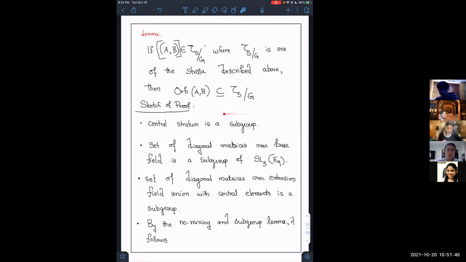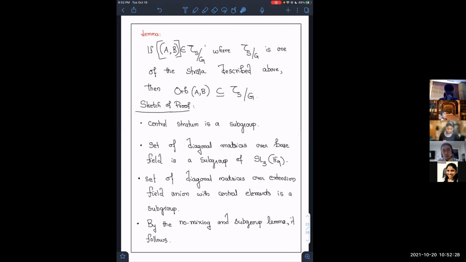But in this case, most of the strata happen to be subgroups. The central stratum is a subgroup, and the set of diagonal matrices over the base field is a subgroup of SL3(F_q), and the set of diagonal matrices along with the extension field is a subgroup, which is not always true for all cases because there are other elements. So it doesn't necessarily have to be a subgroup, but for SL3 and SL2 matrices they actually are subgroups. And since those are all three strata, the complement has to stay within itself also, because each of the other strata is a stable subset.